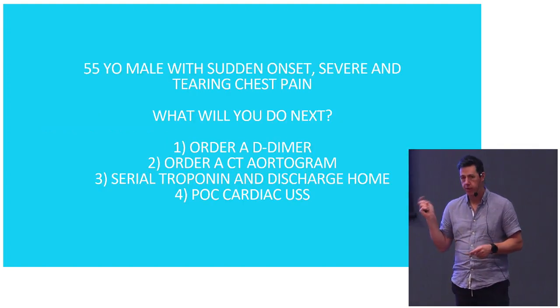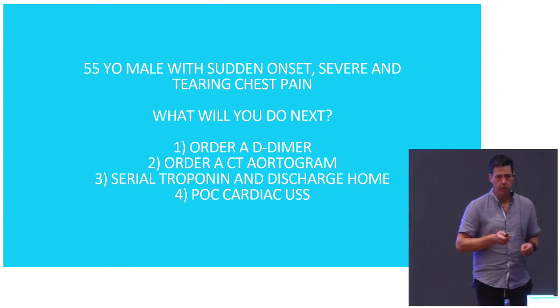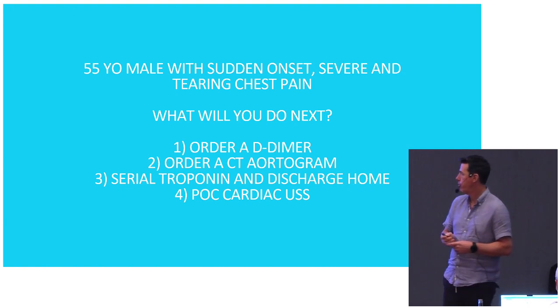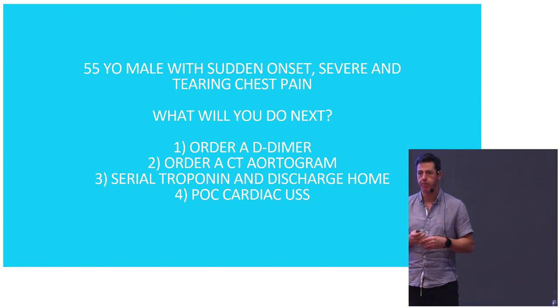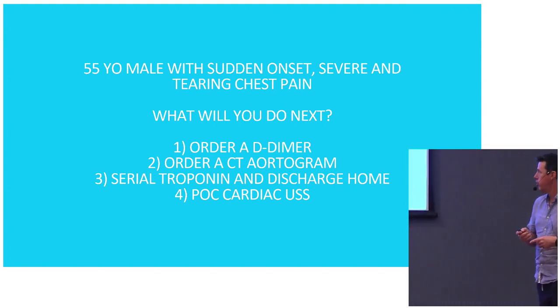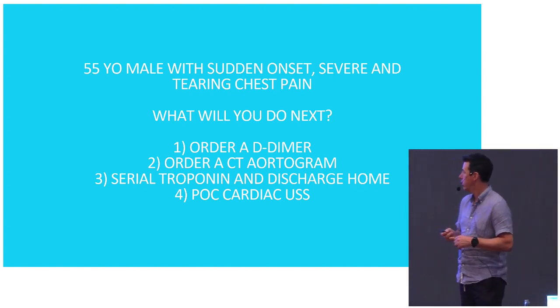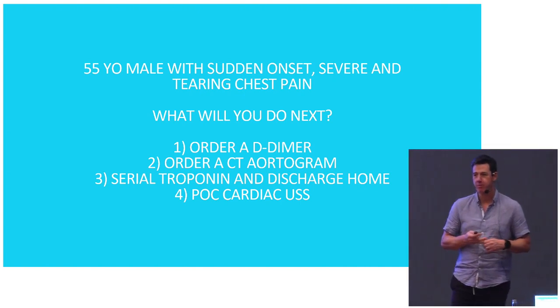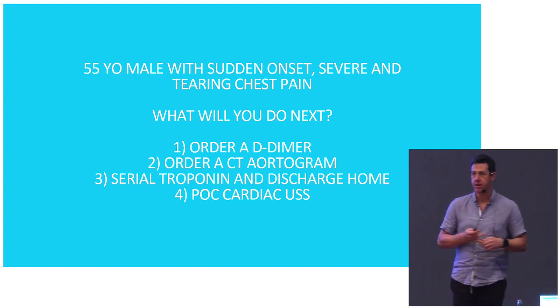So it leads us to somebody we're concerned could have a dissection. Fairly good story. What are people's thoughts on what to do? Okay, hands up who does a D-dimer. One, two, a couple of D-dimers. Who just jumps to CT aortogram? Who'll do a troponin and let them go home? Who does a point of care ultrasound?